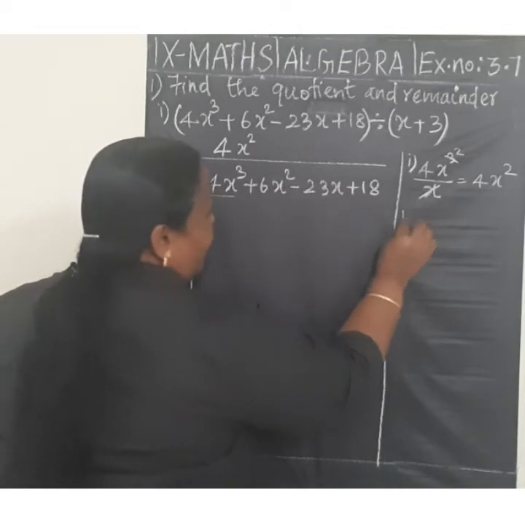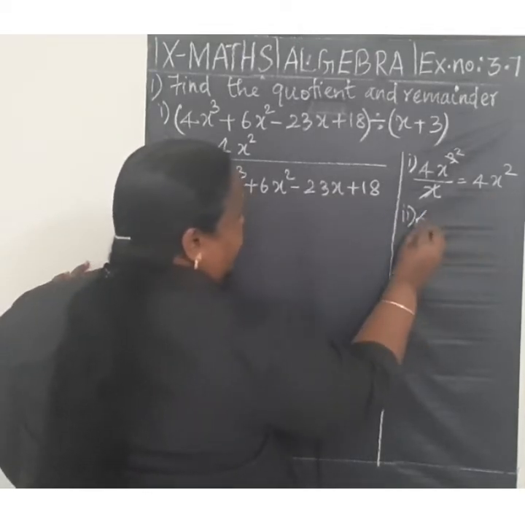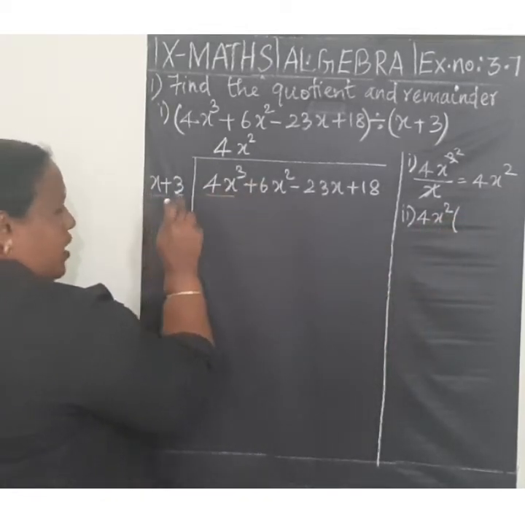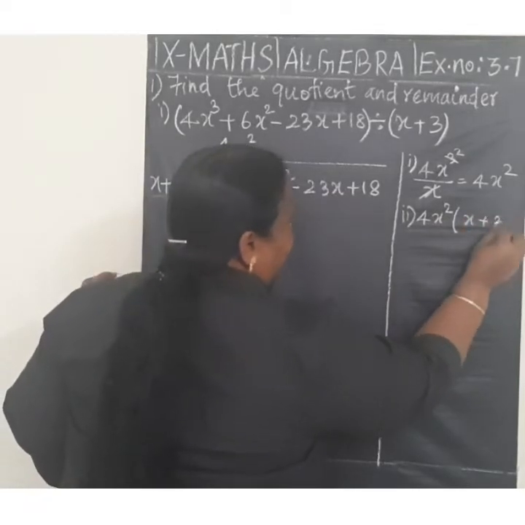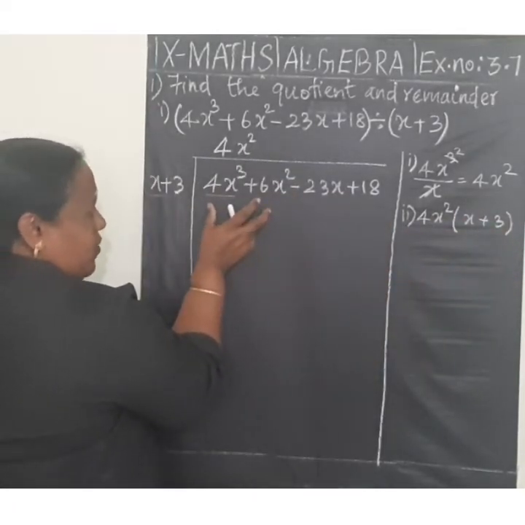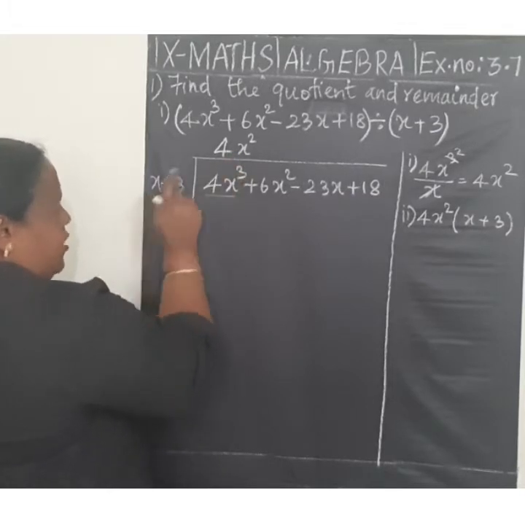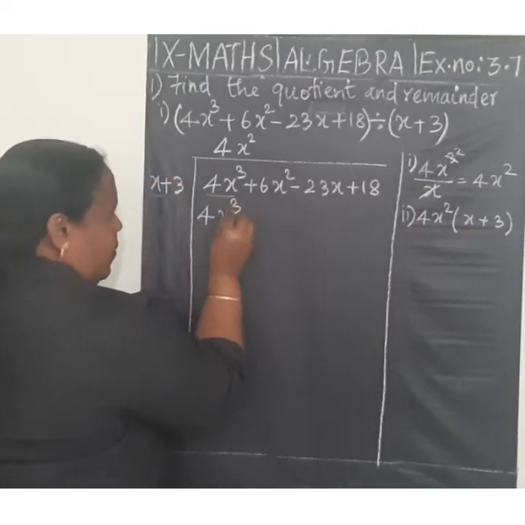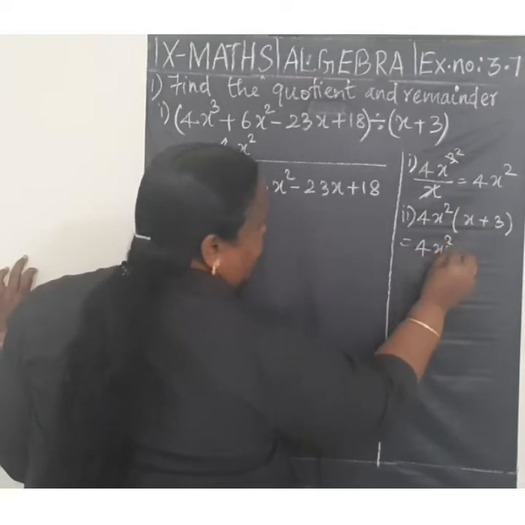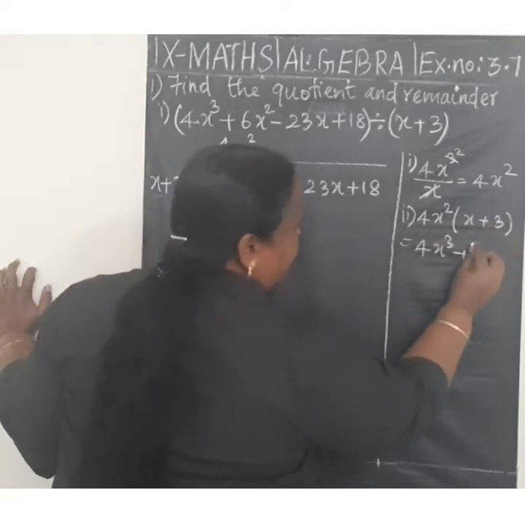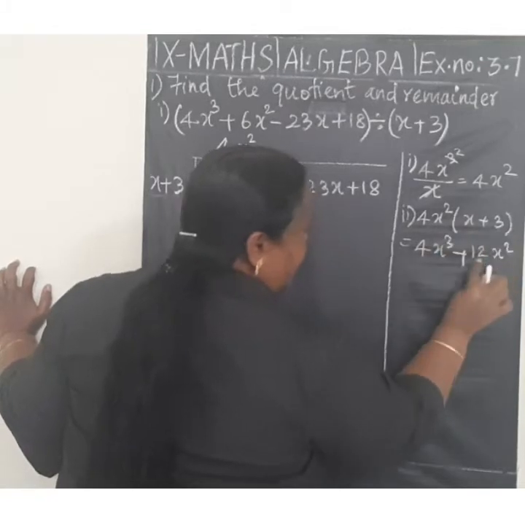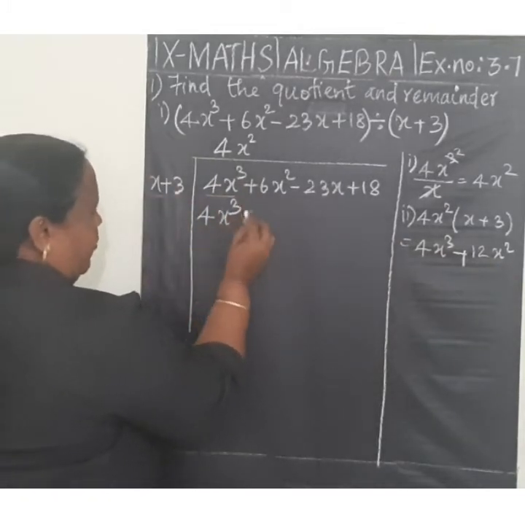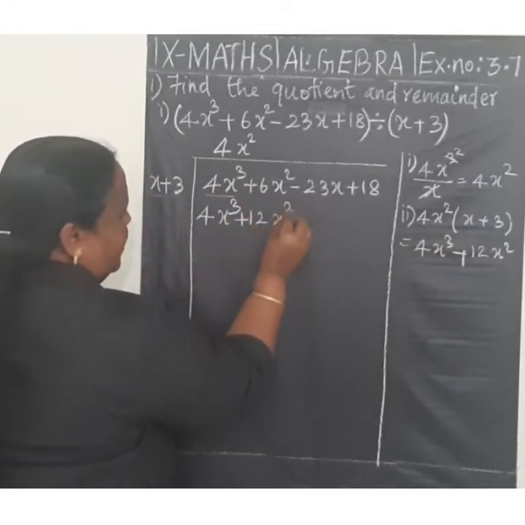Then the second step: the quotient we got here, 4x square, we have to multiply it with the divisor fully. So here 4x square times x plus 3. Then only we put two terms here. 4x square into x is 4x cube, plus 4x square into 3 is 12x square. So we have to write here 4x cube plus 12x square.